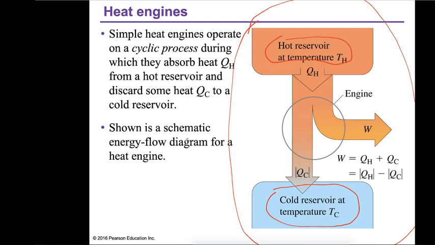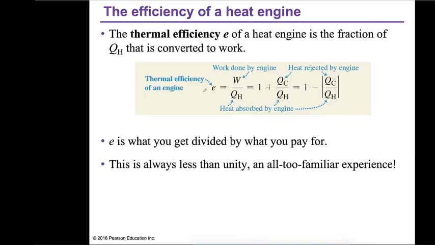So from this schematic energy flow diagram, we can see there's some QH flows out from the hot reservoir and some QC has been absorbed by this cold reservoir, and the difference between QH and QC is the work done by the engine. And of course, W equals QH plus QC. QH is positive, QC is negative. So we can define the efficiency of a heat engine.